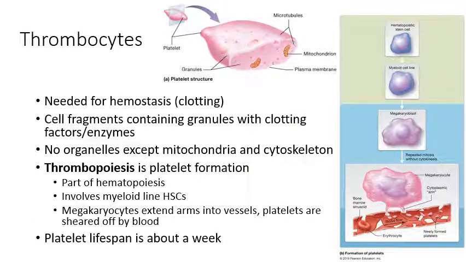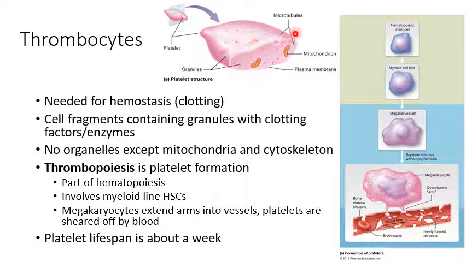Next we have thrombocytes, which are important for hemostasis or clotting. Thrombocytes are strange because they're not full cells. They're like little parts of cells. So they don't have a nucleus or anything because it's not a whole cell. They do have some organelles and they have a bunch of granules.